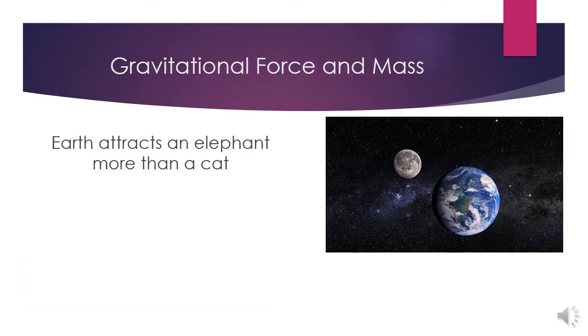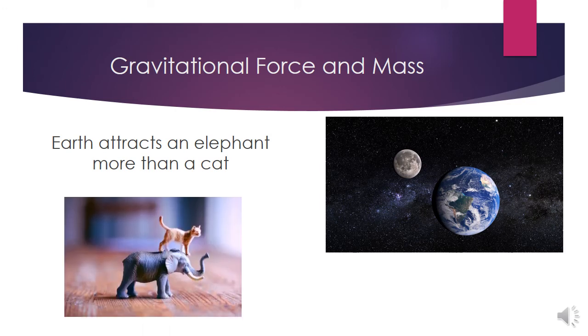Some examples of this. Earth attracts an elephant more than a cat. Okay, can you prove this? With that weight force, right? An elephant weighs more than a cat. So what that means, the higher the mass, the higher the force. An elephant has more mass, so mass goes up, force goes up, because mass and force are directly proportional. Mass goes down, so a cat, then the force is going to go down.